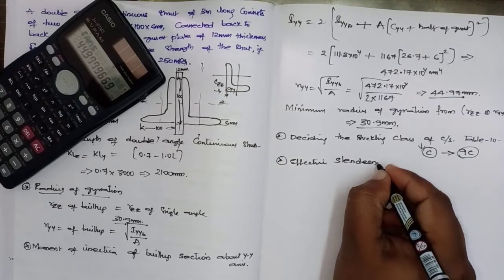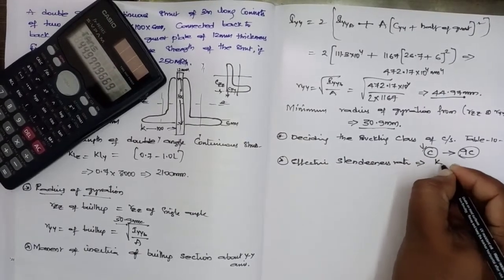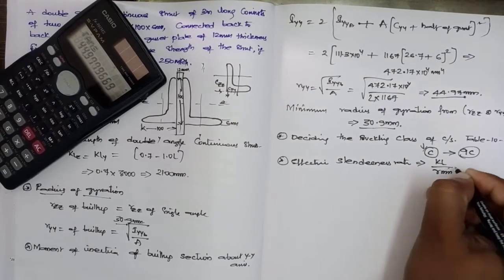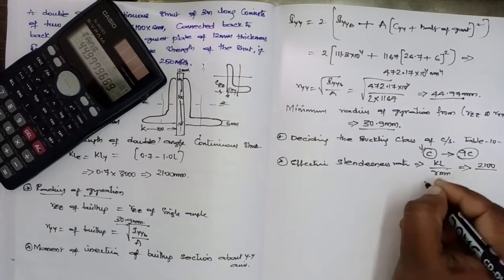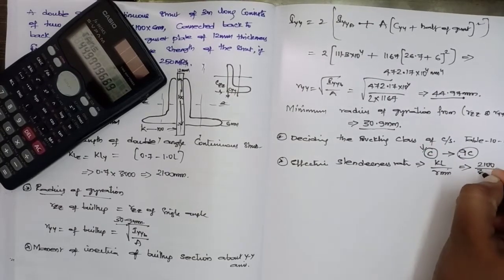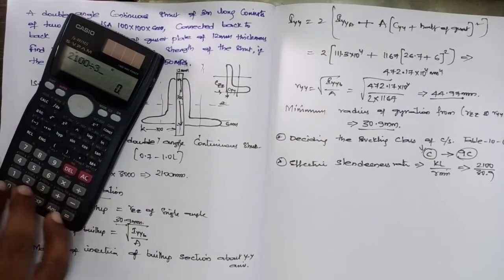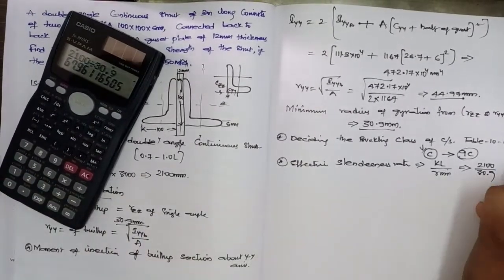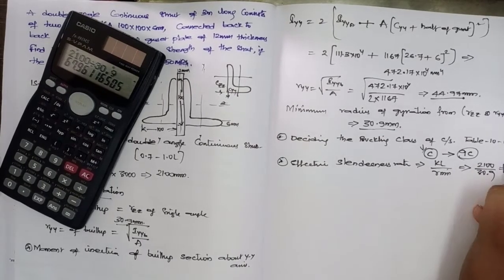Effective slenderness ratio, that is KL by R minimum. What is KL? What is R minimum? 30.9. Okay, so 2100 divided by 30.9 is 67.96. This is a ratio.